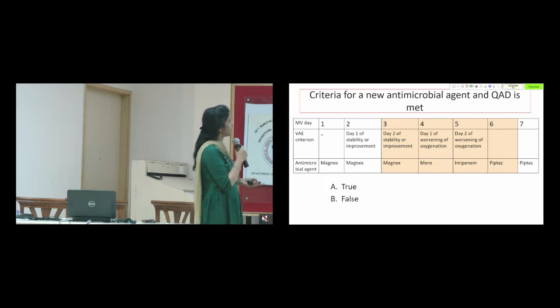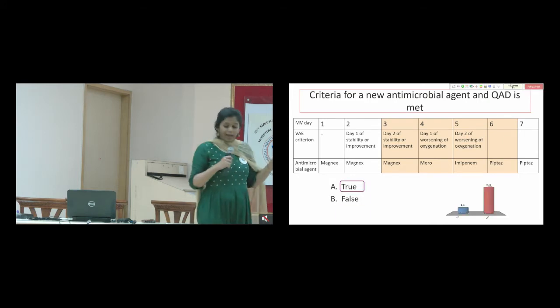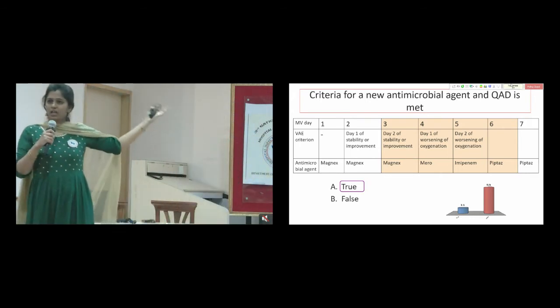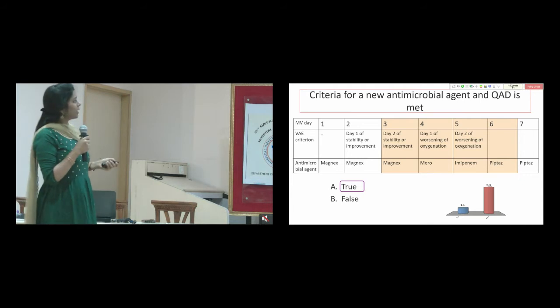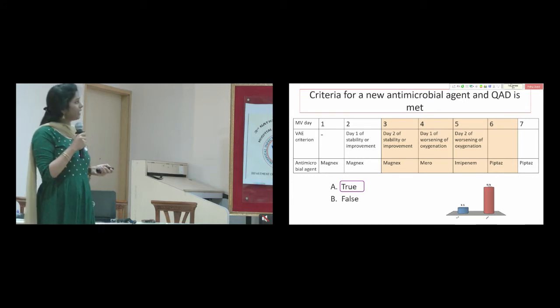Okay, 60 plus responses are there. What is the answer here? Magnex is not a qualifying antimicrobial agent because it was started in the preceding 2 days. Why can't we consider meropenem? Meropenem is started in the VAE window period and it is not given in the preceding 2 days. So we have a QAD 1.